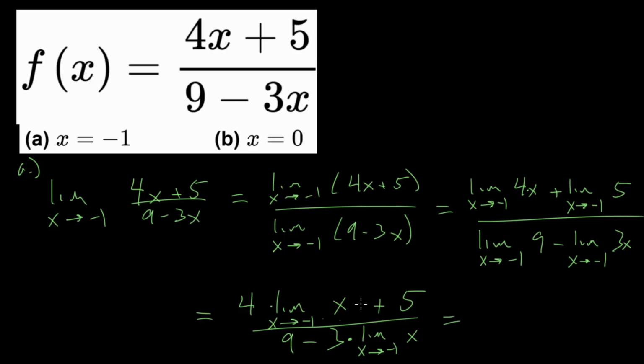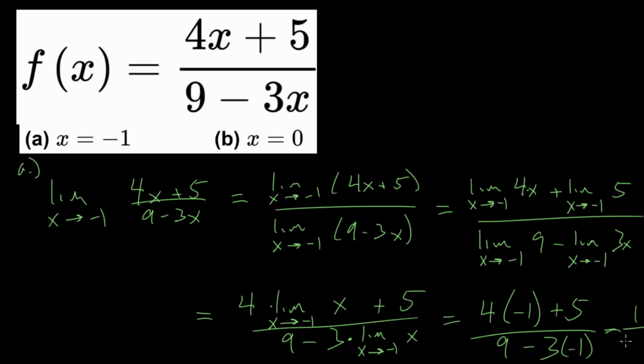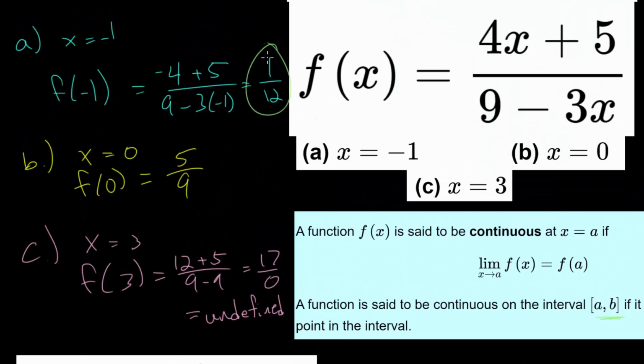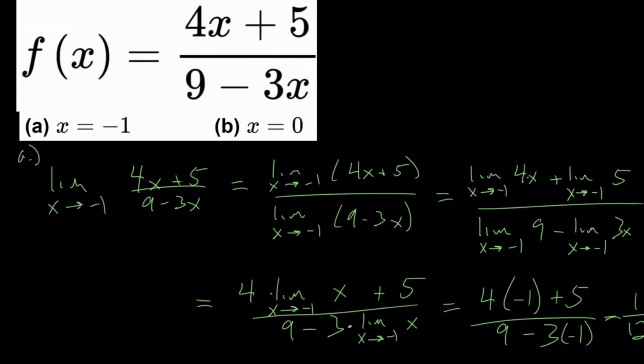And at this point, since we've isolated our variable, now we can actually just plug it in. We have 4 multiplied by -1 plus 5, and we're dividing by 9 minus 3 multiplied by -1 if we just plug it in here for x. And we've seen that this numerator will simplify to 1, and our denominator will simplify to 12, which you might remember is the exact same fraction that we got when we just plugged it in. And all of this should make sense. This might seem a little bit tedious, but this is just applying the basic properties of limits.